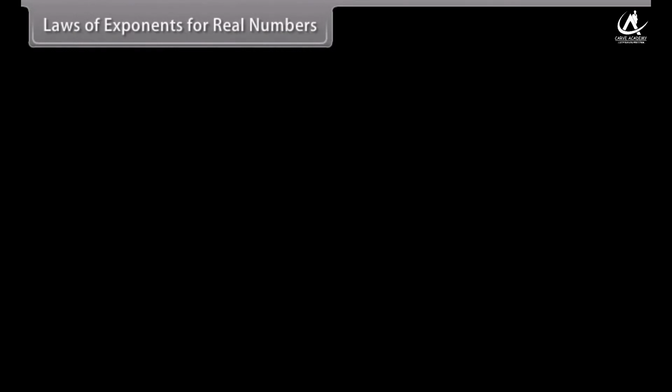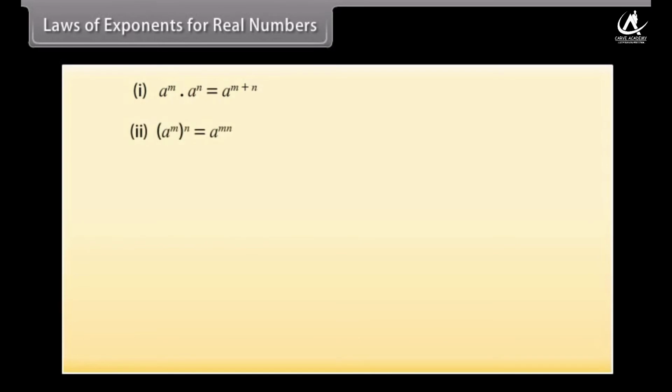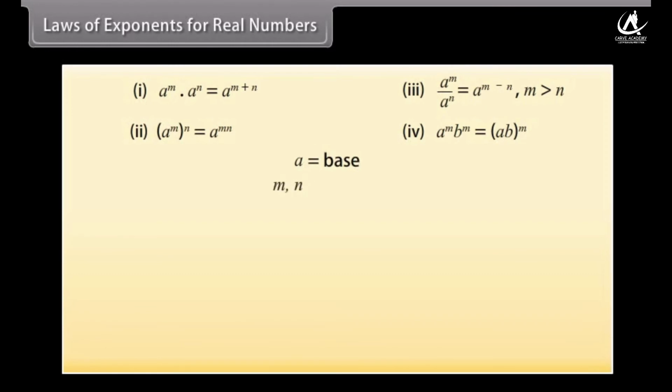Laws of exponents for real numbers. Remember the given laws of exponents. Here A is called the base and M and N are the exponents. Now guess what is A raised to the power 0? Yes, A raised to the power 0 is 1.